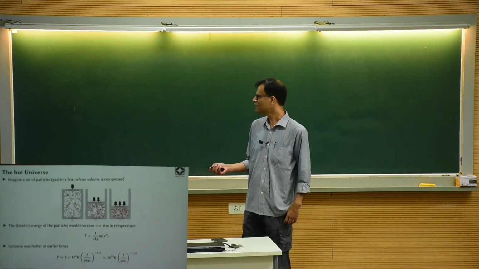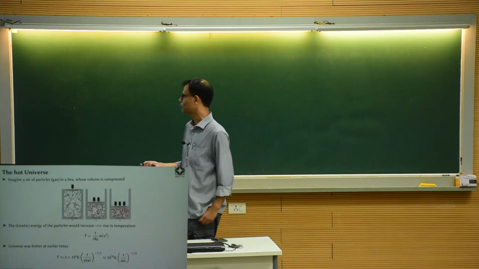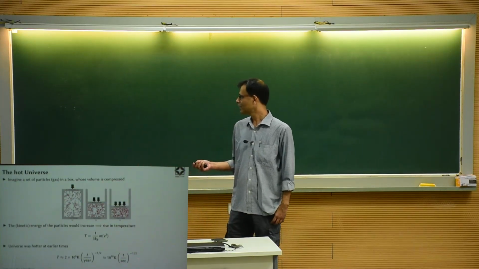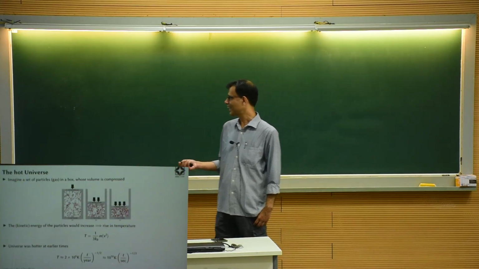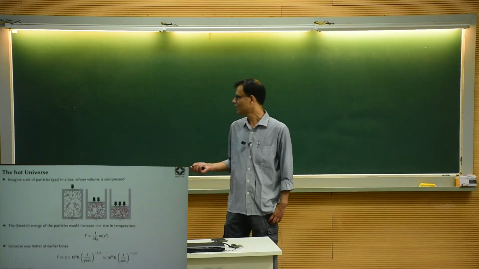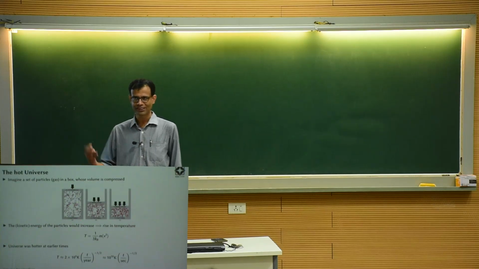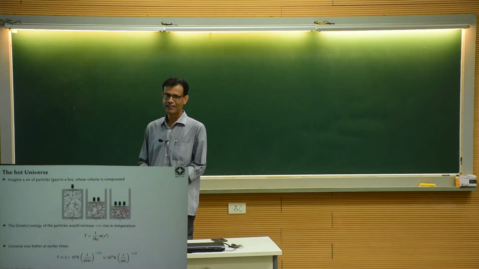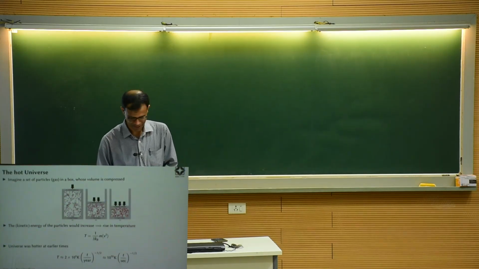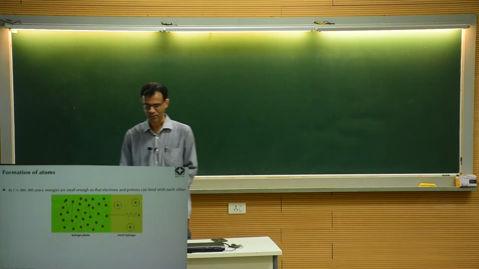And this gives a very rough estimate of what could be the temperature. So when the age of the universe was of the order of a second, it would be something like 10 to the 10 Kelvin. It would be a million Kelvin when the age of the universe was something like a year. And then it falls down as the universe expands.